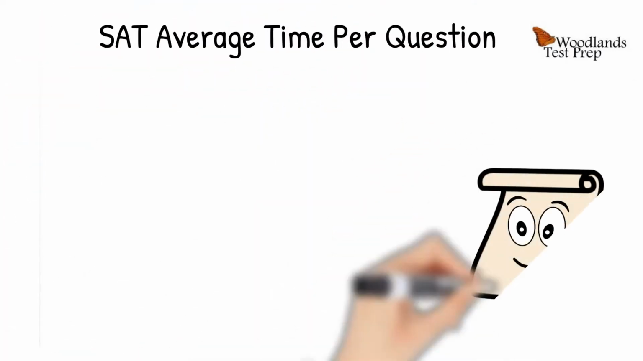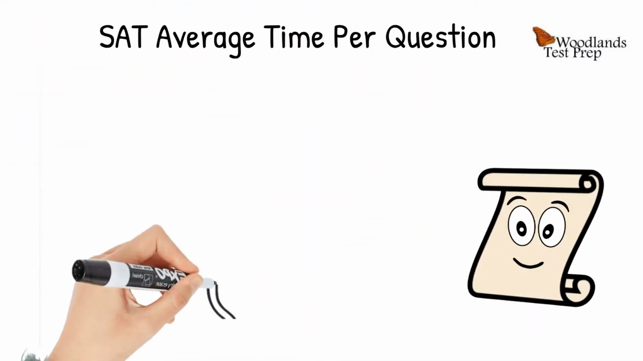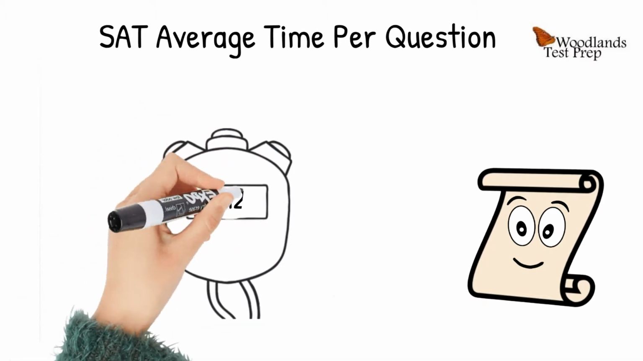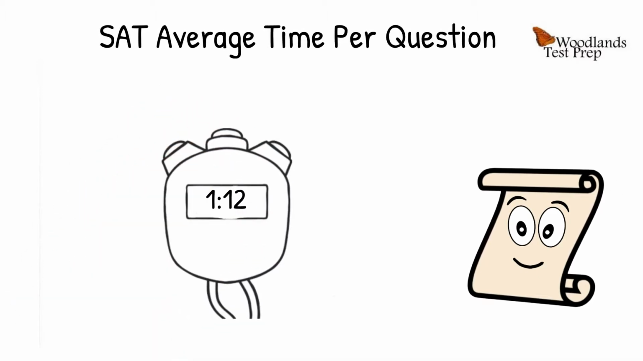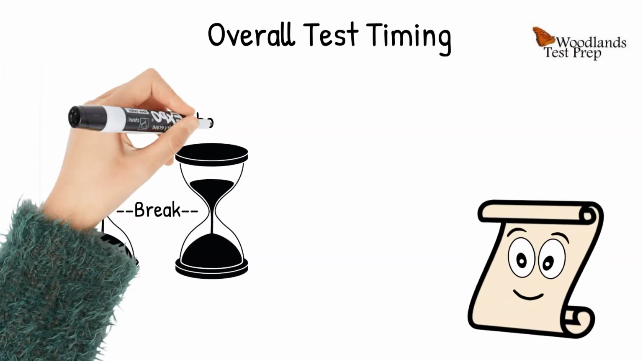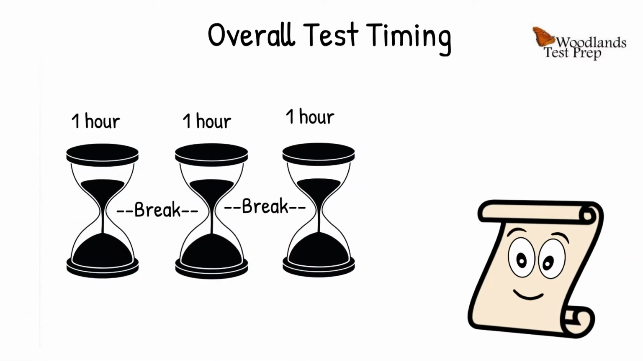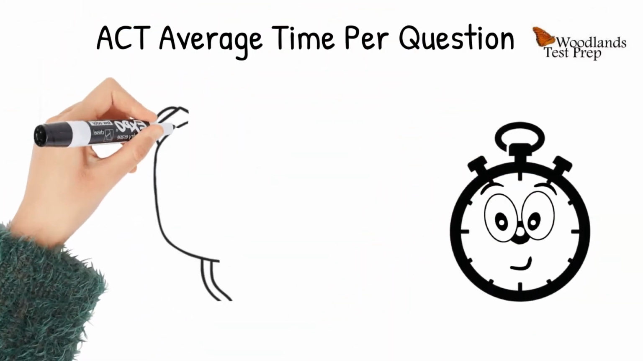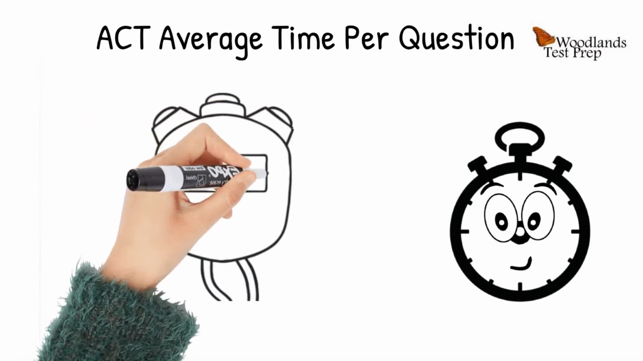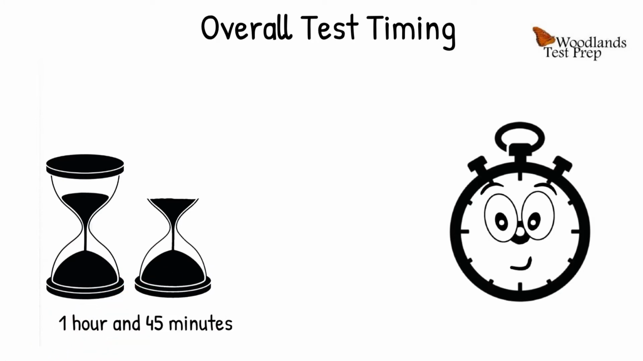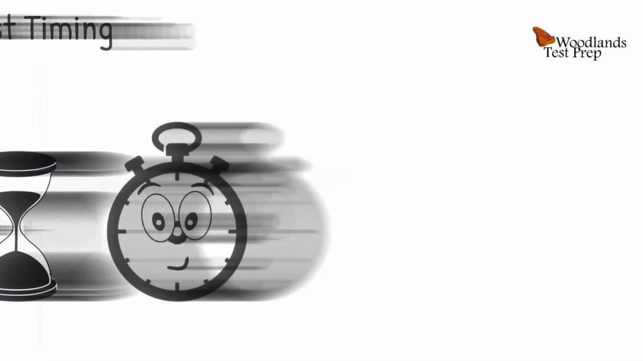The SAT gives students more time per question and asks them to work for shorter blocks of time. In general, on the SAT, students have about 1 minute and 12 seconds per question. They'll work for about an hour, have a break, work about an hour, have a break, and then work about another hour. On the ACT, by contrast, students have only about 49 seconds per question on average and will work for an hour and 45 minutes before they get their one and only break.